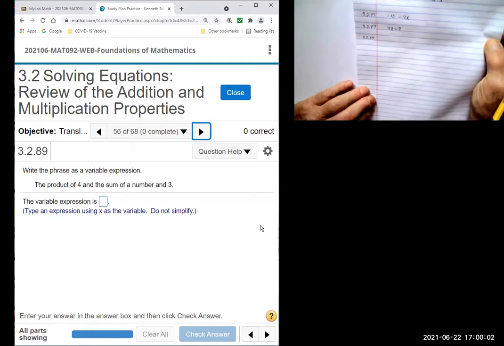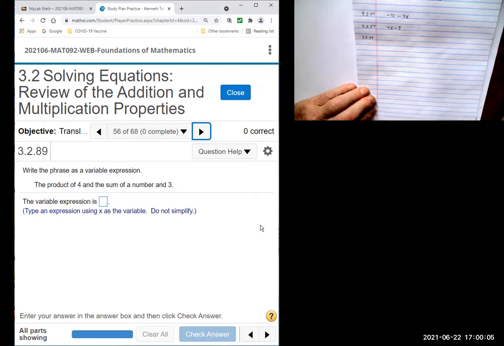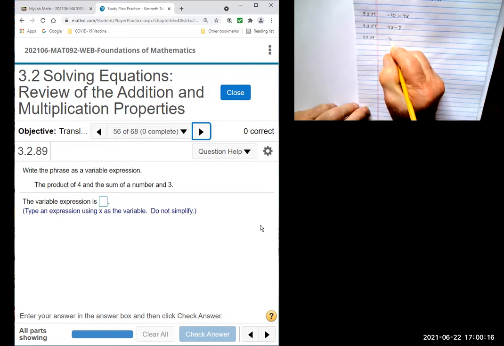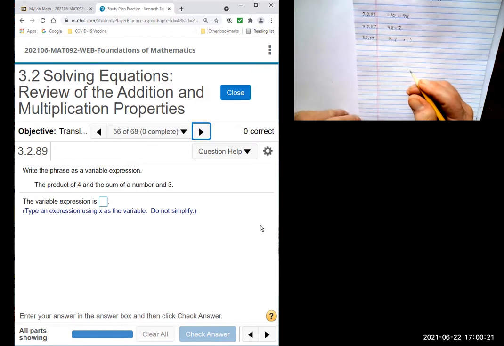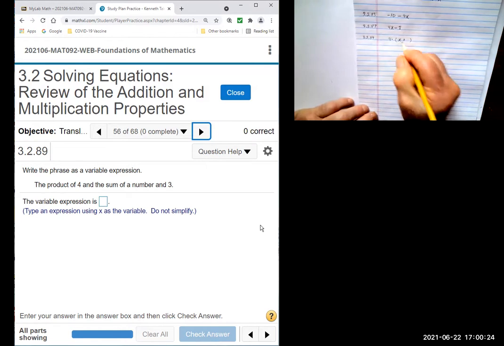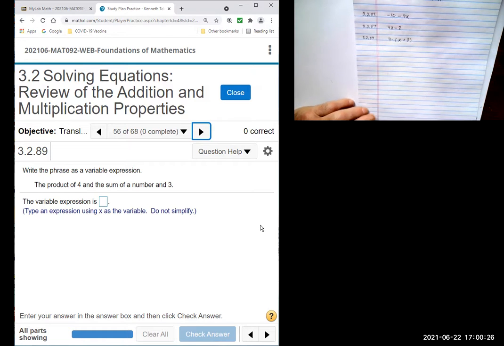This problem is a little bit involved. It says the product of 4 and the sum of a number and 3. Product implies two quantities. So the product of 4 and something else. It's the product of 4 and a sum. So 4 times, but we want a sum. And the sum is made up of a number and 3, x and 3. So the problem says the product of 4 and some quantity. That quantity is the sum, and the sum is made up of a number and 3.